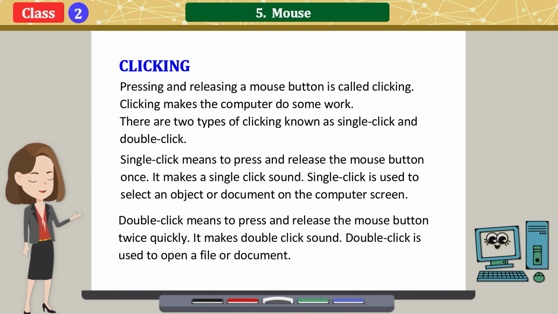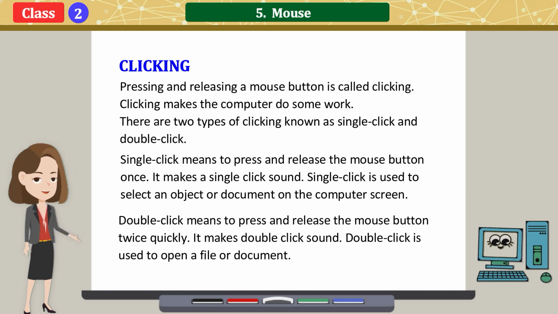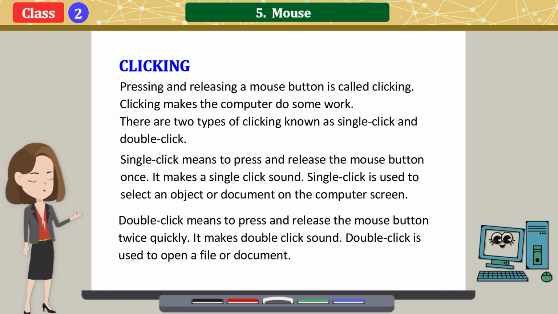Double click means to press and release the mouse button twice quickly. It makes a double click sound. Double click is used to open a file or document.